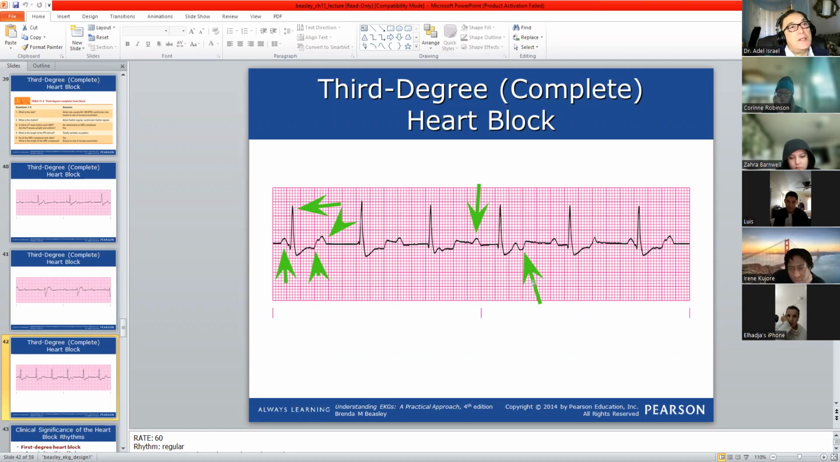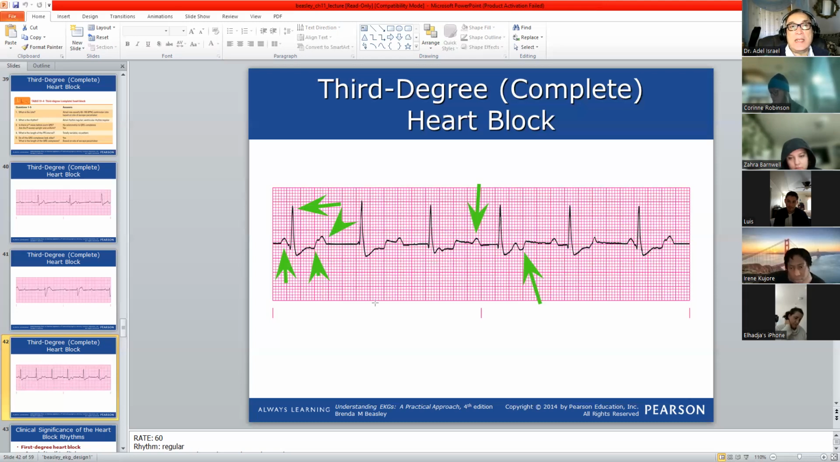Let us see here. The PR interval here, you see? This is the PR interval, not like this PR interval, not like this PR interval, and it has no relation. So when I look at this one, I can't say that this is first degree, second degree, or third degree. I have no relation. And what is the point?